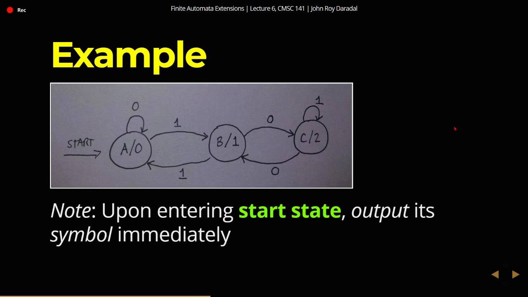Now for the Moore machine, when we process an input string, we start at the start state. So we land immediately on the start state. Upon entering the start state, since we're already here, we will output its symbol immediately. So right from the start, you will already output 0 in this case, in the example. Whatever is the output symbol associated with the start state, before even processing the string, since you're at that start state already, you will output its symbol.